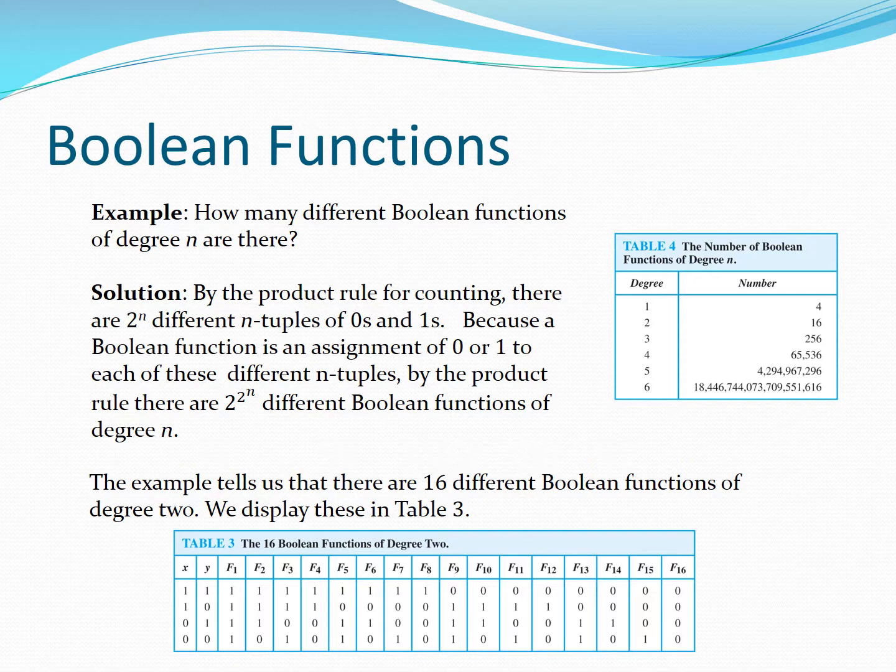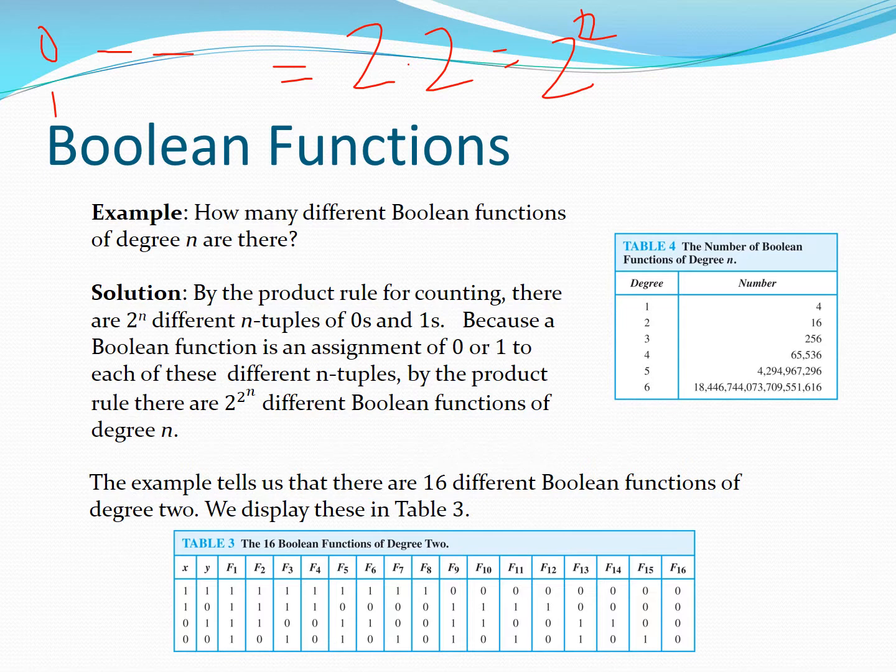So using the product rule, there are 2 to the n different tuples of zeros and ones. Let's assume it is a Boolean function of degree 2. That is, there are 2 values that need to be filled in. So how do we fill in each of the values? You can either put in a 0 or a 1. So the first place can be filled in 2 ways. The second place can be filled in 2 ways. So that's why we have 2 to the 2 possible tuples.